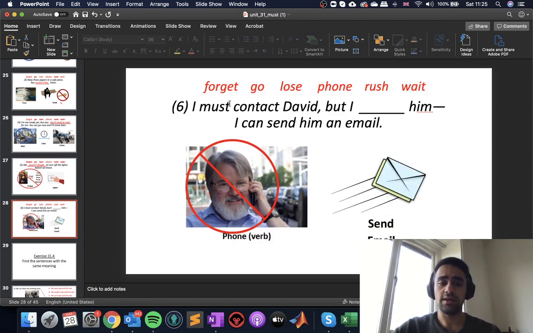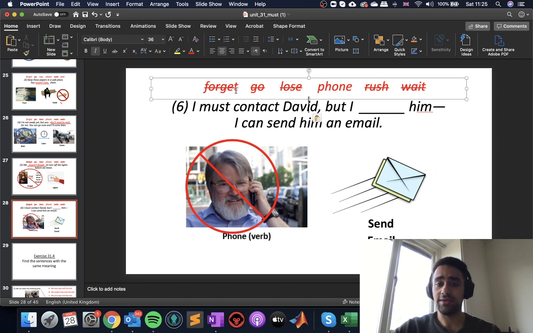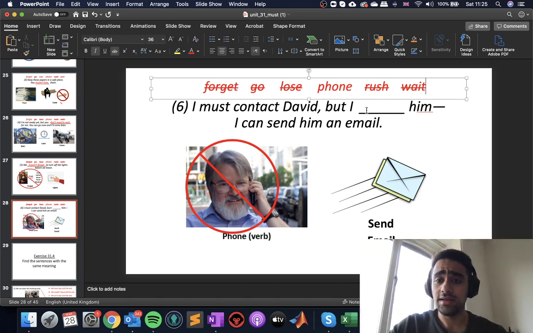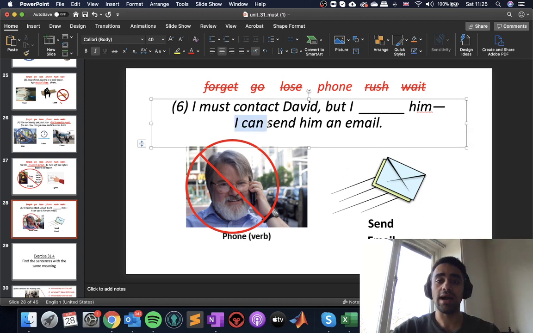Then the last one, I must contact David, but I something him. I can send him an email. So I need to be in touch with David. I can phone him because this is the verb we have, or I can send him an email. So it's not necessary that I phone him because I can send him an email. So in this case, we will use I don't need to.